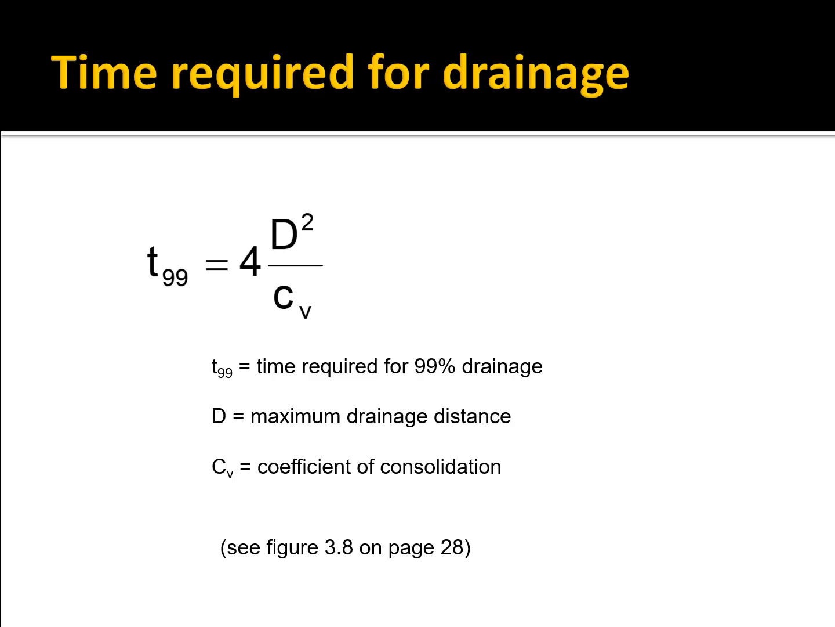Basically, sands and gravels have a very high coefficient of consolidation, so they drain very rapidly, and the time required goes down. Clays have a very low coefficient of consolidation, so that would cause that time to go up. The simpler way to think of it is that the hydraulic conductivity, the permeability of the clay, is low, therefore it takes more work for those pore pressures to drain.